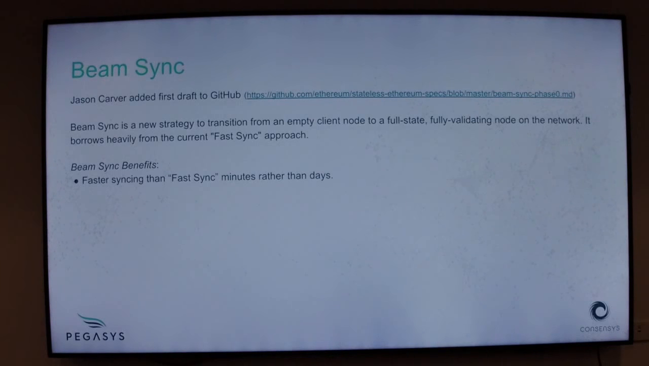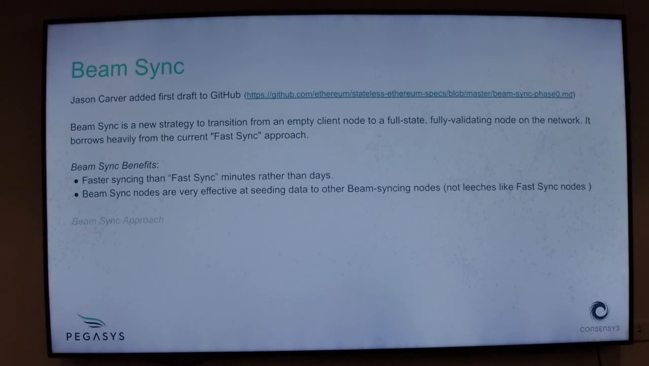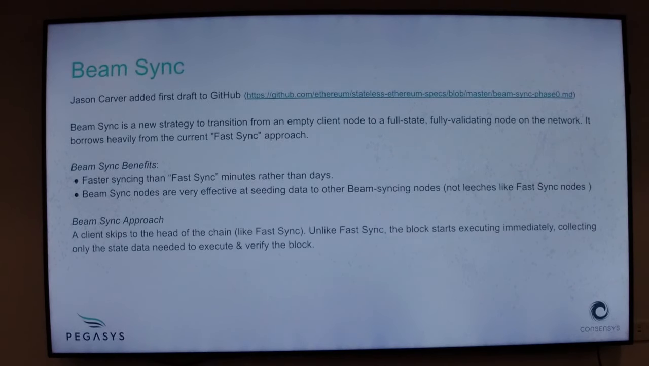So the benefits are that it's basically a heck of a lot faster than fast sync. So it left fast sync standing. They reckon it's a matter of minutes rather than days if you use beam sync. They're very effective at seeding data to other beam syncing nodes, and they're not leeches like fast sync nodes.